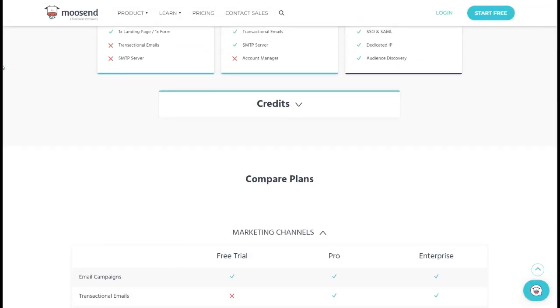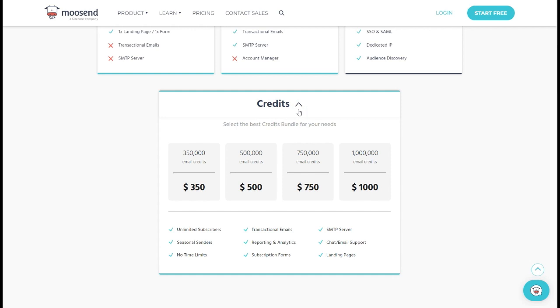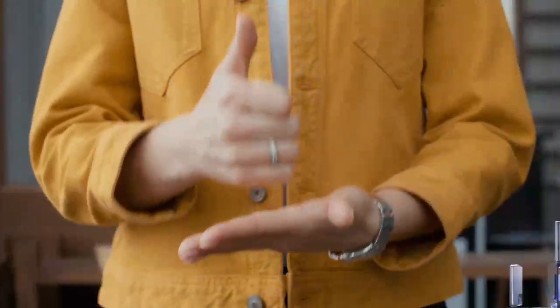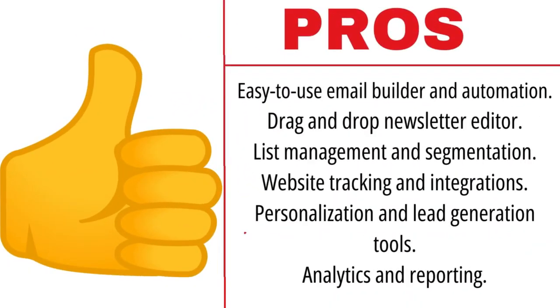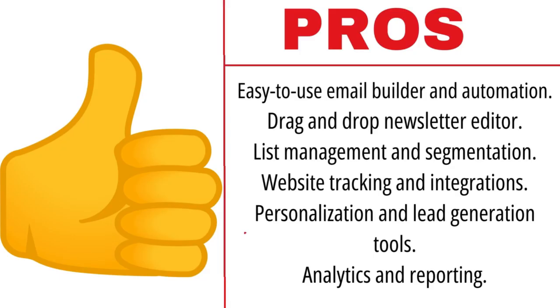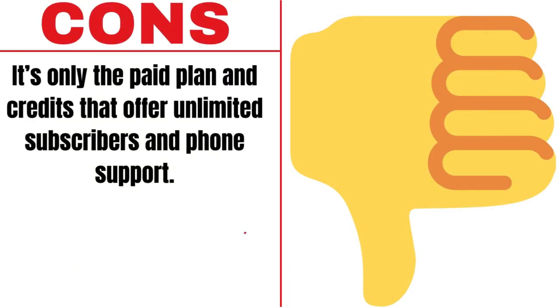You also have the option of just paying for credits at a cost of $1 per 1,000 credits. You can only purchase credits in bundles, and the lowest bundle is 350,000 email credits for just $350. If you purchase credits rather than a plan, there are no limits on your subscribers and you get full access to all features. Pros: easy to use email builder and automation, drag and drop newsletter editor, list management and segmentation, website tracking and integrations, personalization and lead generation tools, analytics and reporting. Cons: it's only the paid plan and credits that offer unlimited subscribers and phone support.